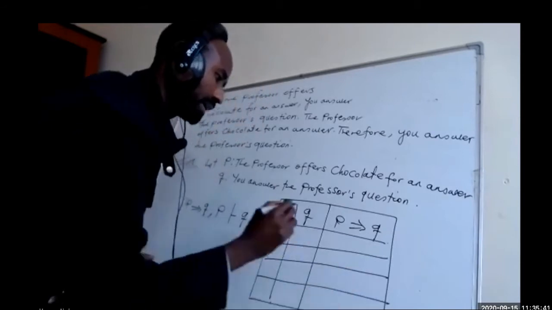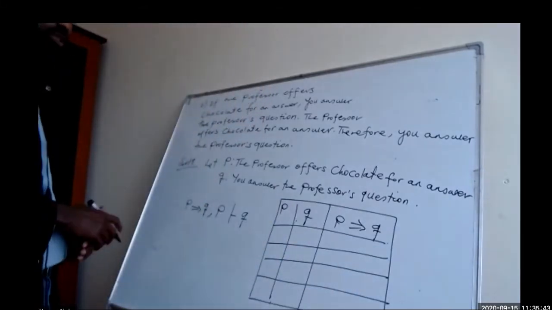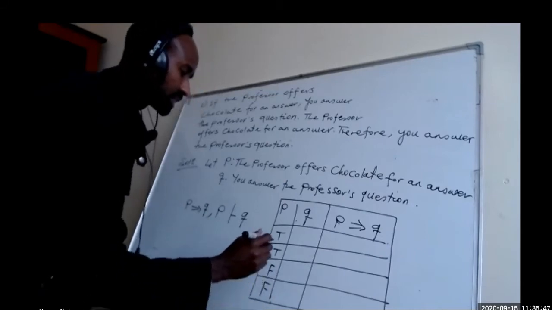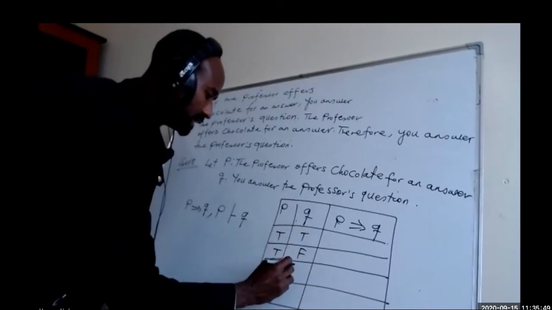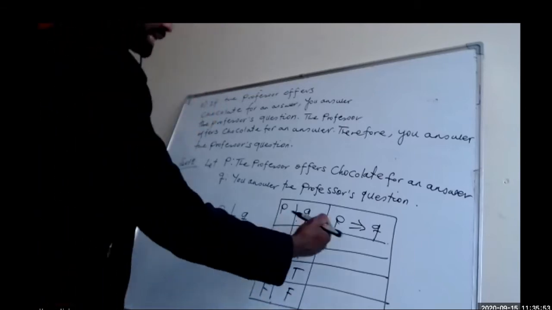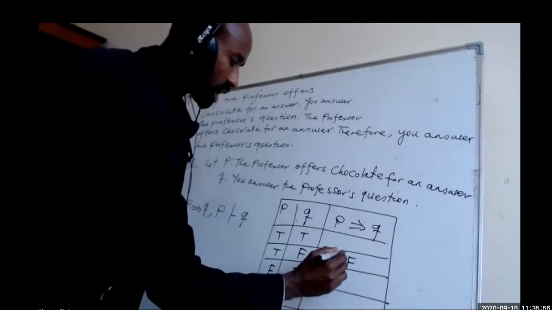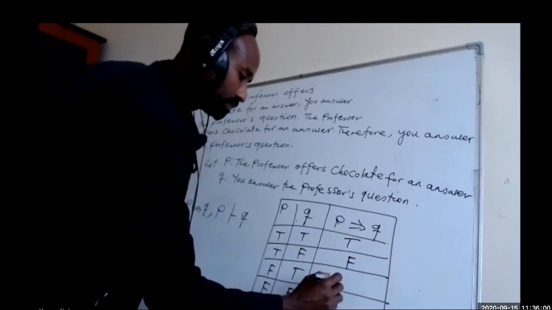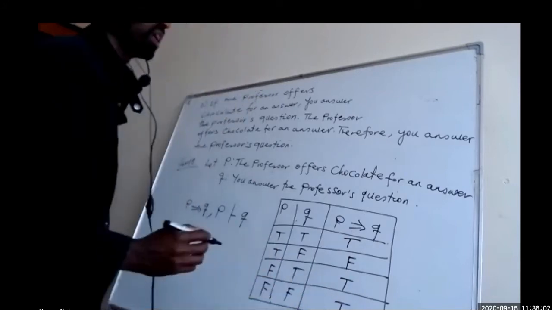So here are the 4 rows. True, false, false for the first proposition, and true, false for the second proposition. In the case of implication, we have only one false, for the first true and second false.